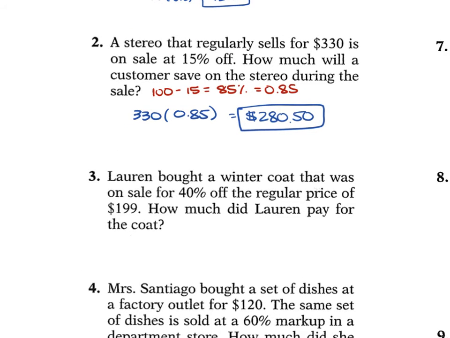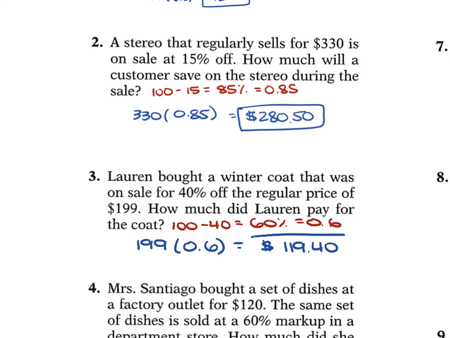3 says Lauren bought a winter coat that was on sale for 40% off the regular price of $199. How much did she pay? So that's 100 minus 40%, which is 60%. So that's 0.6. We're going to do 199 times 0.6, which gives us a total of $119.40.